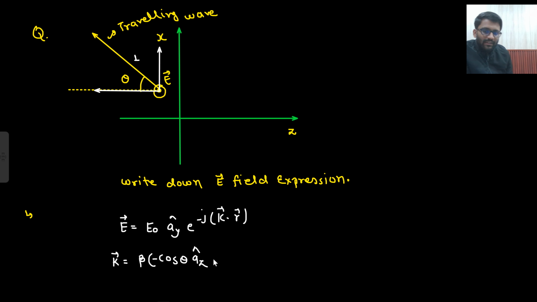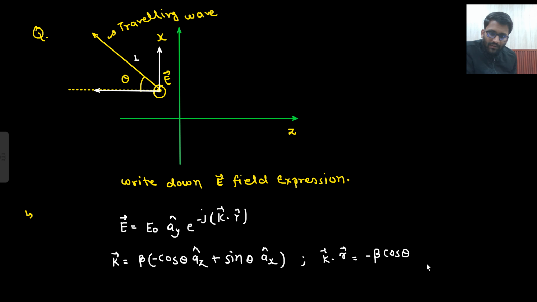Cos theta minus az plus sin theta ax cap, in the x direction you are having the sin theta component. Say yes or no. Are you getting this point? Cos theta in minus az, sin theta in plus ax. So what will be your k dot r? My k dot r will be minus beta z cos theta plus beta x sin theta. So if I need to write down my E field expression, what would that be?